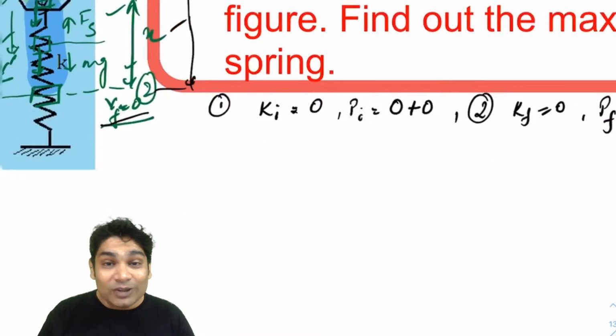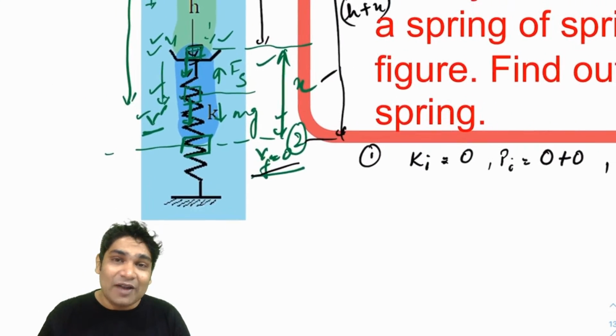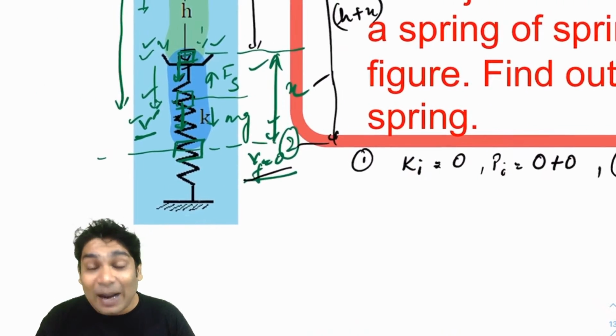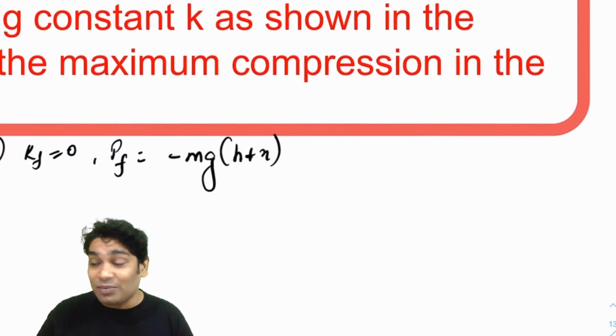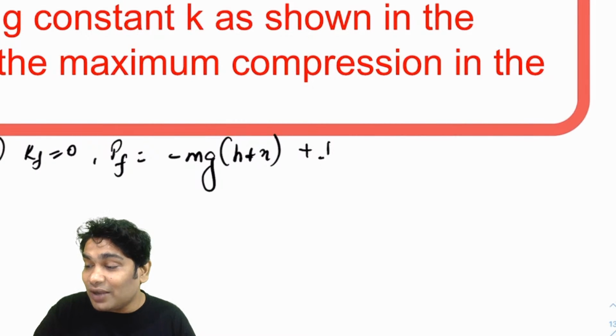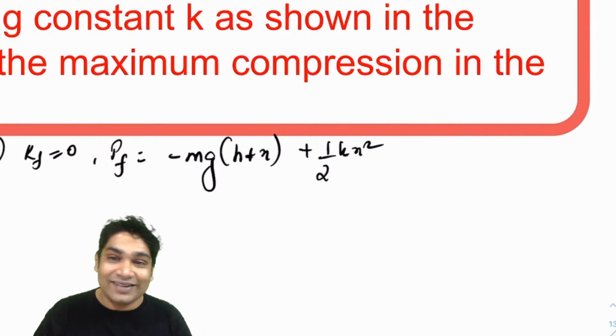How about the spring potential energy? Spring potential energy, I know, is always positive. And my spring has gotten compressed by x. So that is the maximum compression, by the way. Because the spring has gotten compressed, spring potential energy would be half kx square.